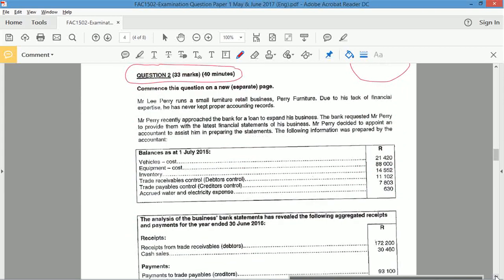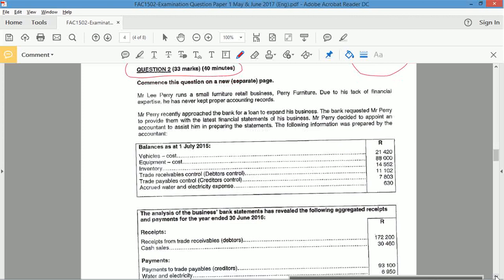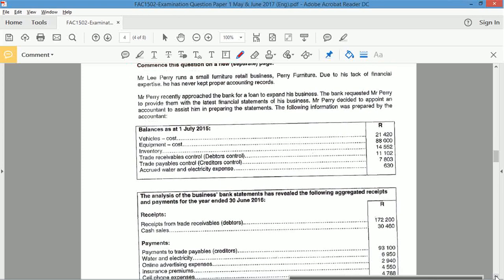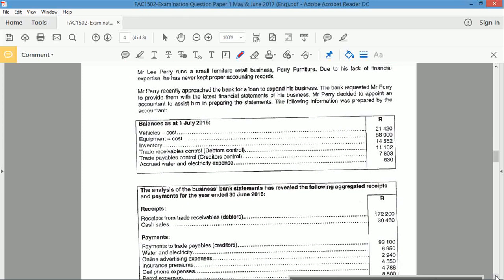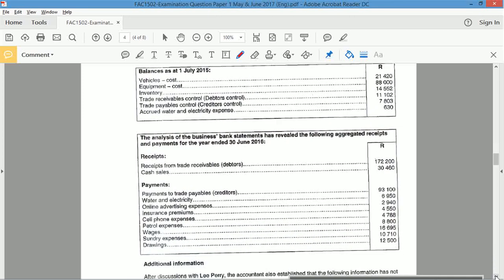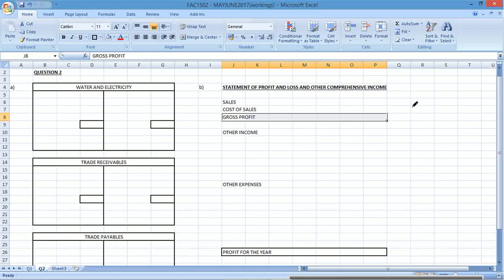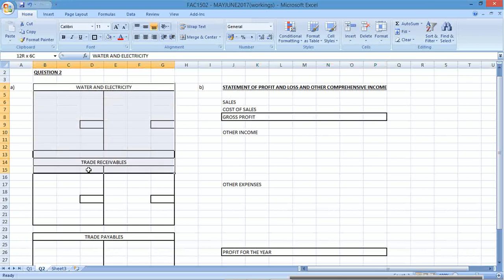So commence with this question on a new page. Mr. Perry runs a small furniture retail business. Due to his lack of financial expertise, he never kept proper accounting records. Mr. P recently approached the bank for a loan to expand his business. The bank requested him to provide financial statements. He decided to appoint an accountant to assist. The information was prepared. Balances. Do we need them? Yes. Only the ones that we have here are the ones we're going to draw up.